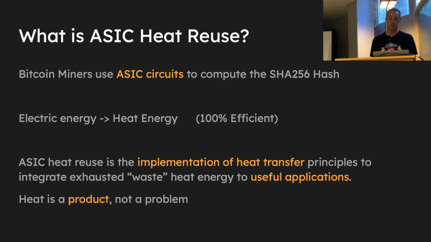So what is ASIC waste heat, right? Bitcoin miners use ASIC circuits. That is a physical circuit that is designed to do one operation, that is the SHA-256 hash. They've been this way for a while. That helps them be highly efficient, so they can compute a lot of these hashes for very little amounts of energy, the joules per terahash. And so they're guessing numbers. They're guessing for a low enough nonce to correctly guess the block and win the block.